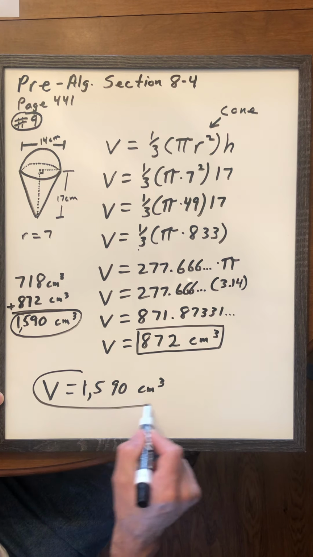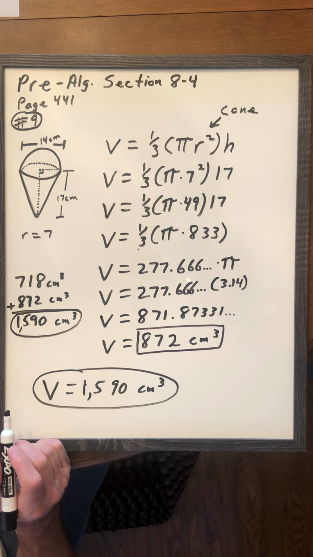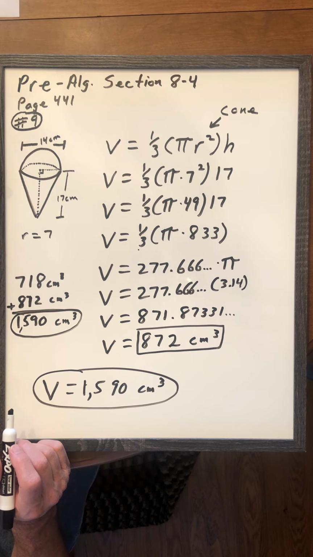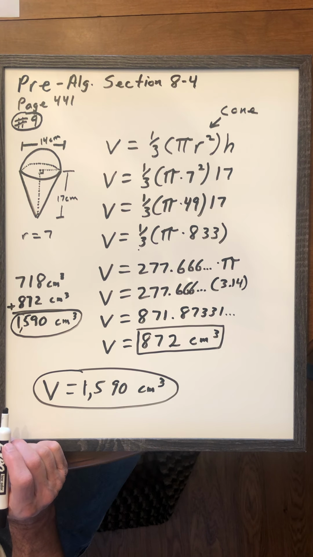And so anytime you're dealing with a composite figure, you're going to have more than one figure. You're going to have to separate those, find the volume of one, find the volume of the other one, and then add them together. And so this was example number 9. It is in your book, page 441, and it is on your homework. So this is an example you could look at to help you.